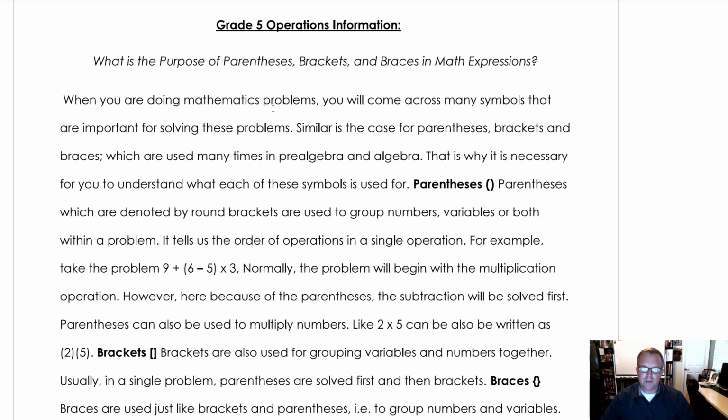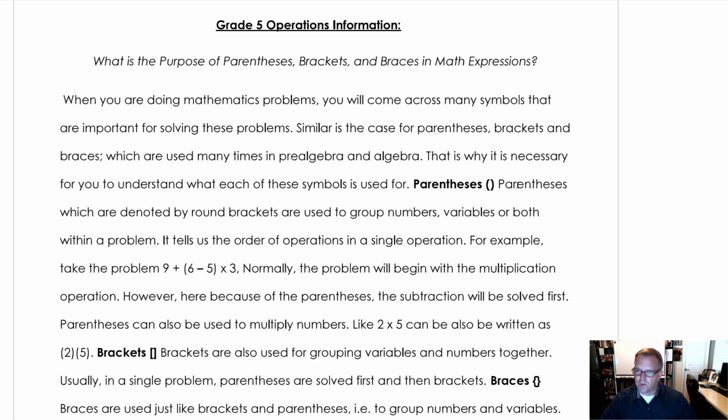When you are doing mathematics problems, you will come across many symbols that are important for solving them. Similar is the case for parentheses, brackets, and braces, which are used many times in pre-algebra and algebra. You might be thinking, well, I don't do that. Well, in 6th grade you will, so get ready. That is why it is necessary for you to understand what each of these symbols is used for.